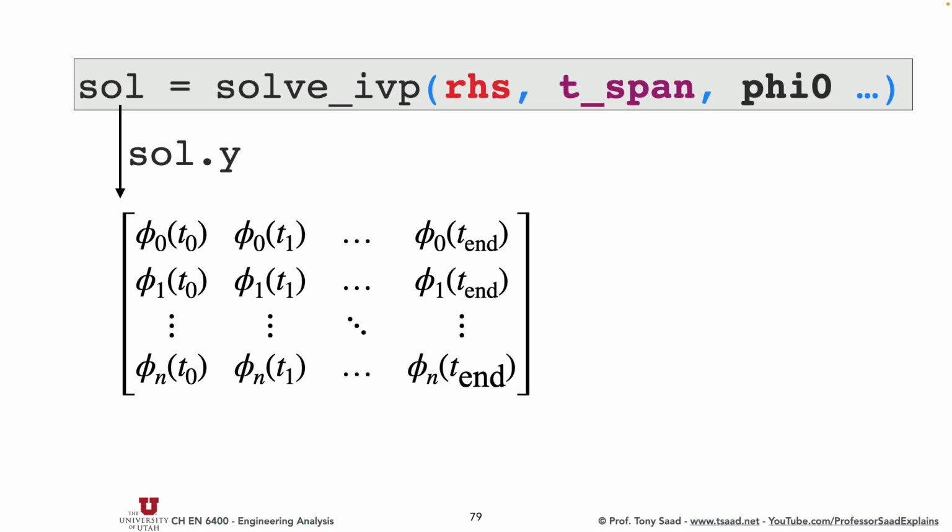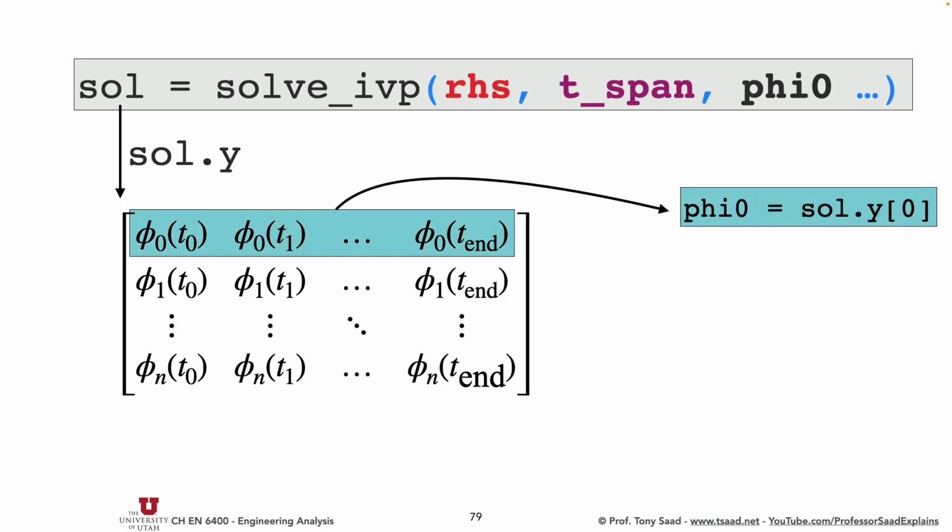The first array in the array of arrays is the solution of the first equation at all of those time points. Okay? So phi 0 is your first dependent variable, and the first array contains phi 0 at all the time points that it solved the system at, t0, t1, whatever, to t end.